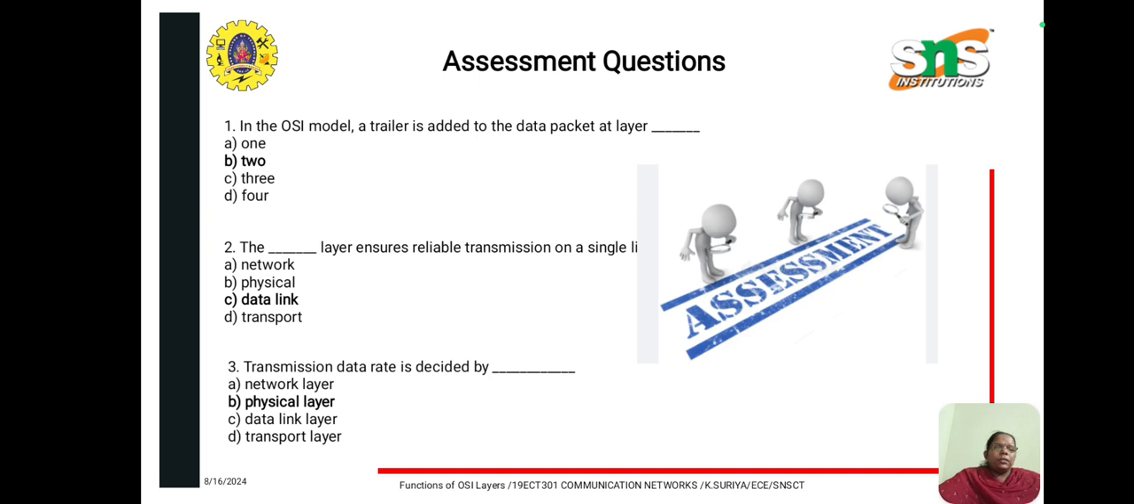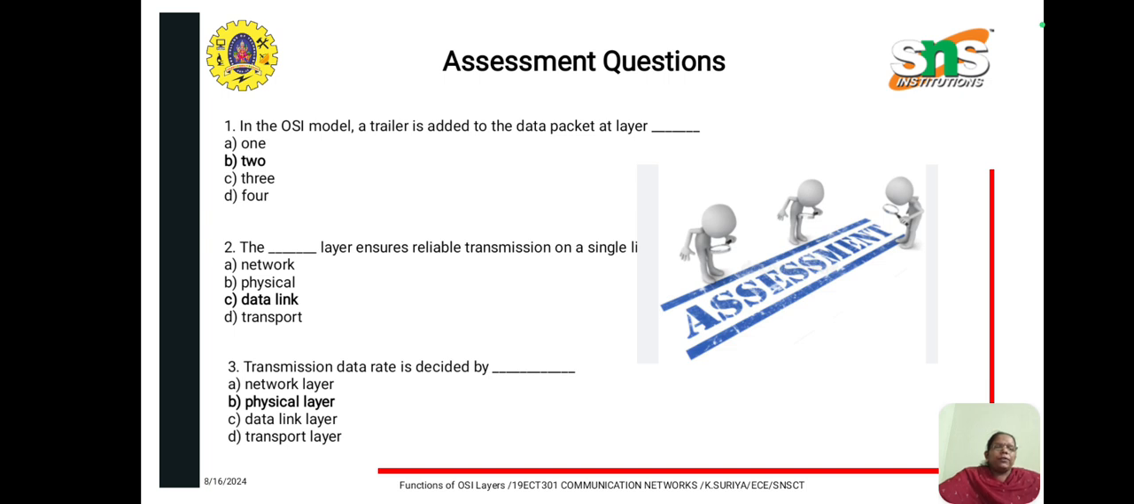Hope you understood the functions of the physical, data link and network layers. In the next video, we'll see about the functions of the remaining 4 layers: transport, session, presentation and application.